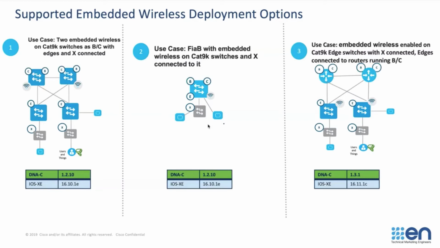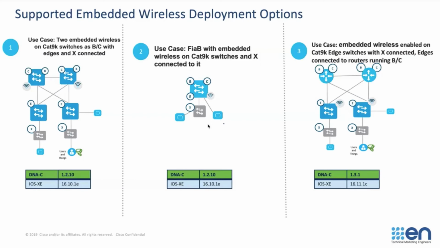In the first use case, as you can see, I have connected an extended node to a Fabric Edge device, which in turn is connected to a border and control running an embedded wireless LAN controller. Similarly, with 1.2.10, we also supported the extended node connecting to the Fabric in a Box, which also runs the embedded wireless LAN controller as well as Edge. And we also supported an extended node connecting to the Edge, which is running the embedded wireless LAN controller.